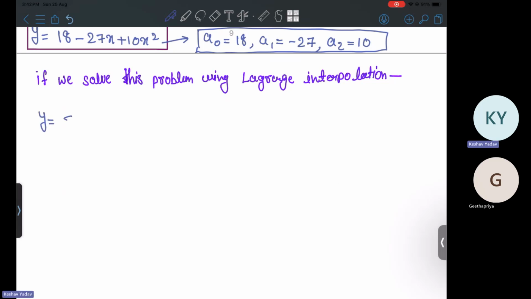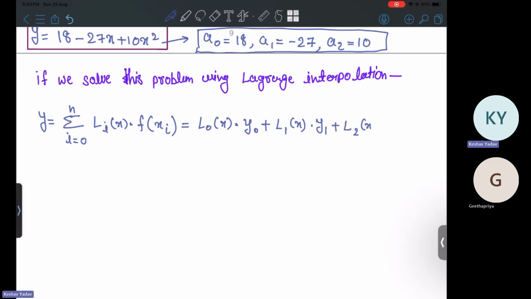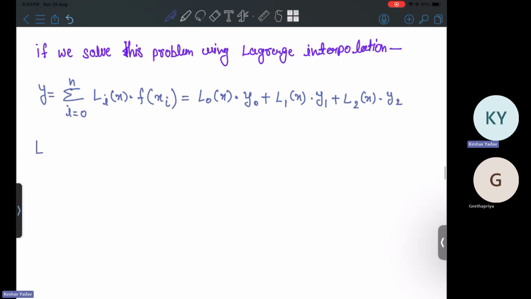So if I write the Lagrange interpolation method, it will be equal to the sum, i goes from 0 to n, of Li(x) multiplied by f(xi). Since we have 3 points, it will be L0(x) multiplied by y0, plus L1(x) multiplied by y1, plus L2(x) multiplied by y2. Li is represented as the product over j from 0 to n, j not equal to i, of (x minus xj) divided by (xi minus xj).